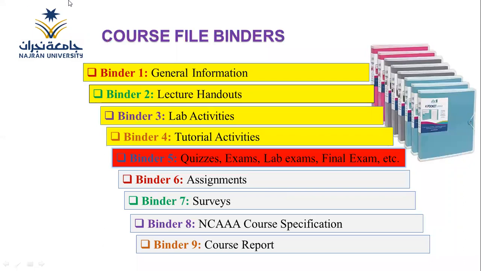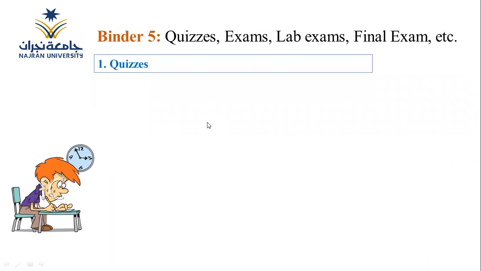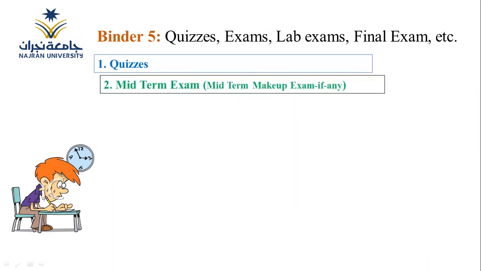And after that, we have binder number 5. That binder contains the data about all our quizzes, exams, lab exam, final exam, or if you have projects, or anything that is related to exams, you can put in binder number 5. So what is the first thing? We have quizzes, we have the midterm exam. Also, we can put here the midterm makeup exam, if any. If you have a makeup exam, you have to put it here.